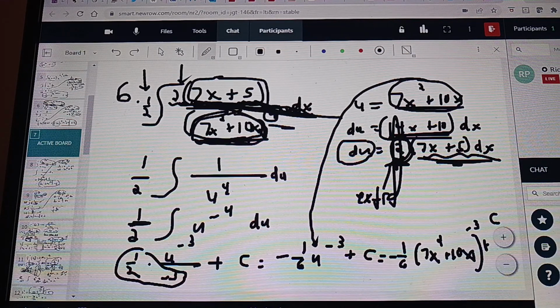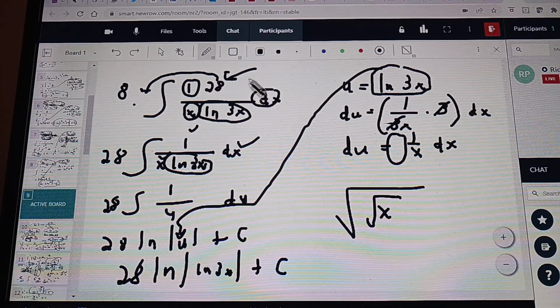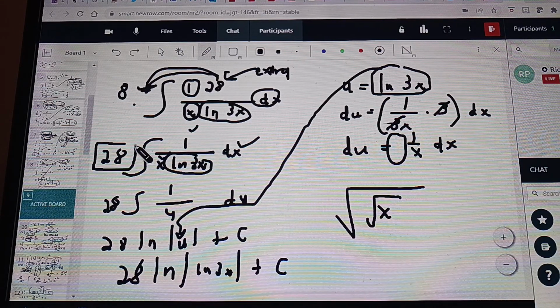But sometimes the extra constant is already here and not over here. That's what happened on number 8. Number 8, after I picked out my u substitution, I did the derivative of it, simplified it, and what remained was here, but there was an extra 28 over here. When the extra constant is in the problem, then you just pull it out to the front, and there is no 1 over going on.